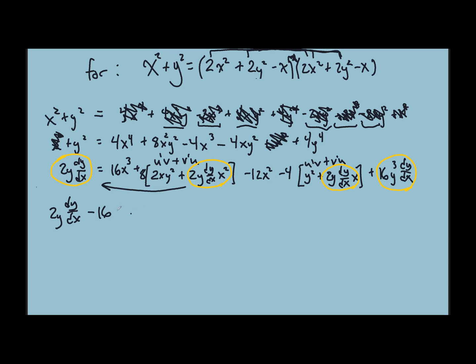16x squared y dy/dx. This one is going to be a minus 8, so we'll call it a plus 8 when we bring it to the other side. 8xy dy/dx. And then this one over here is a minus 16y cubed dy/dx, equals 16x cubed plus 16xy squared minus 12x squared minus 4y squared. Let's take the dy/dx out.